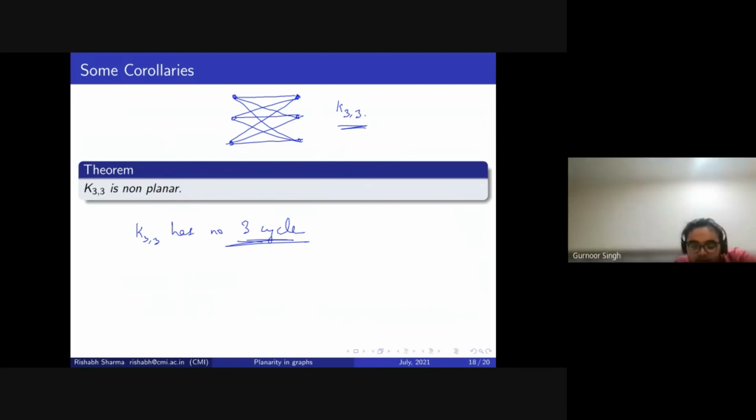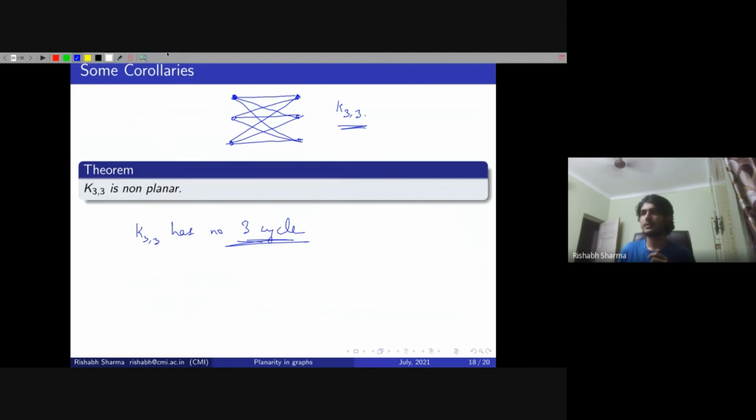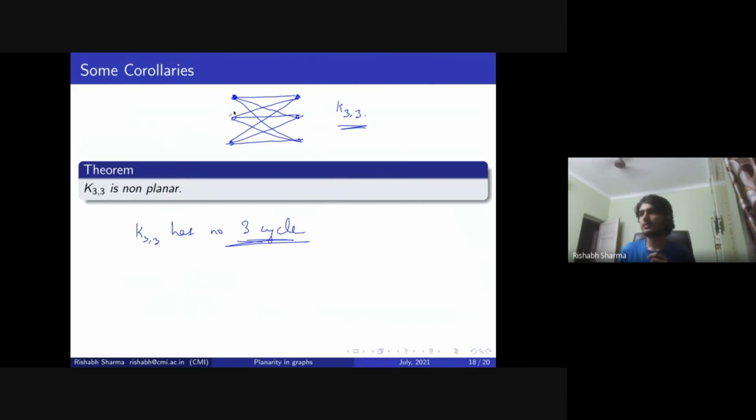Because if we move along any 3 edges, it will not return to the same vertex. Yes, exactly. So suppose I want to find a 3 cycle in K33. I start on the left, so I start at this vertex. And to make a cycle, I have to go to the opposite set of vertices, right?